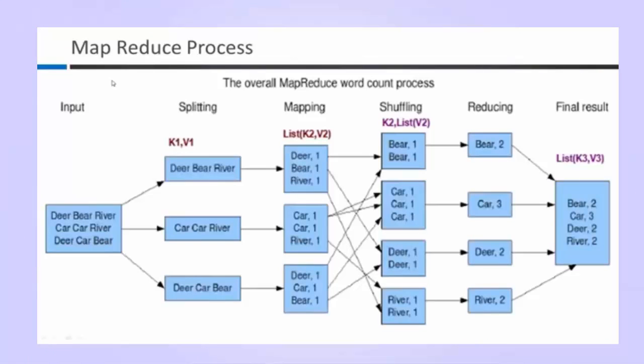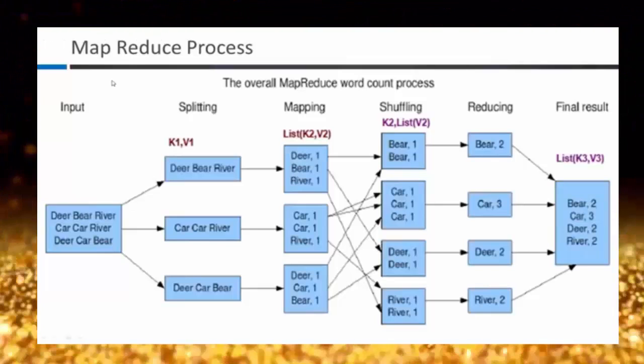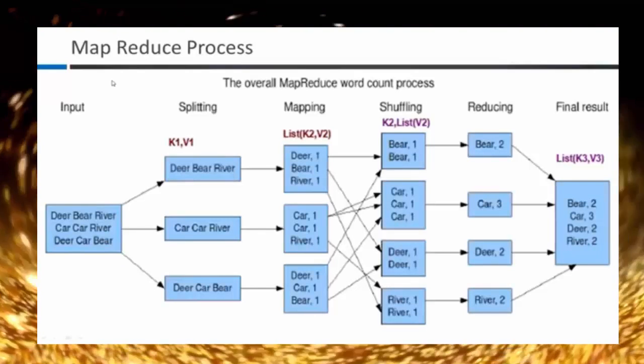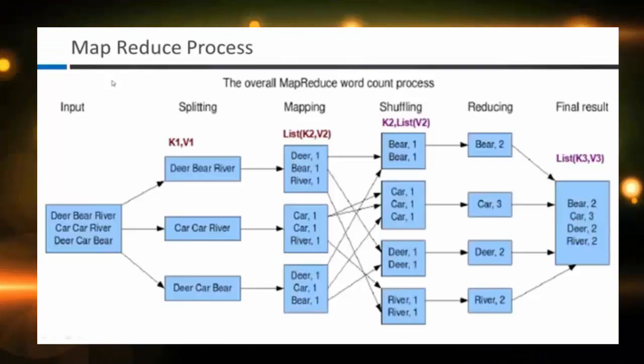Right. So what we have done till now is that deer is the key, 1 is the value. Bear is the key, 1 is the value. River is the key, 1 is the value. In this record, car is the key, 1 is the value. Another time car comes, I write once again. And then we write deer, car, bear as values here.